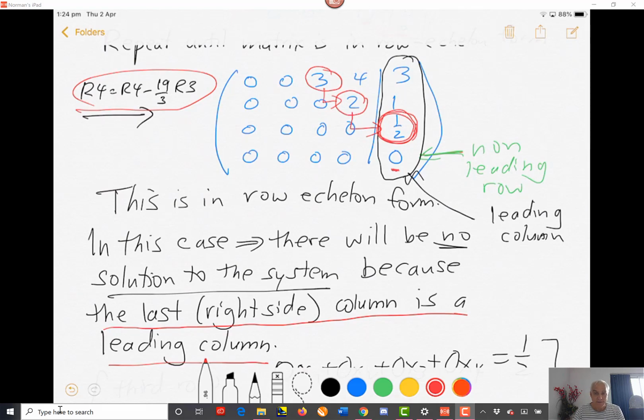As we'll see in our next lecture, if that last column is not a leading column, in other words, if all the leading columns are on the left-hand side, then there are solutions. There's at least one solution, but there might be more. And to find out what those solutions are, we have to push this row reduction algorithm further, going from the row echelon form to the fully reduced or reduced row echelon form. So we'll talk about that in our next video.